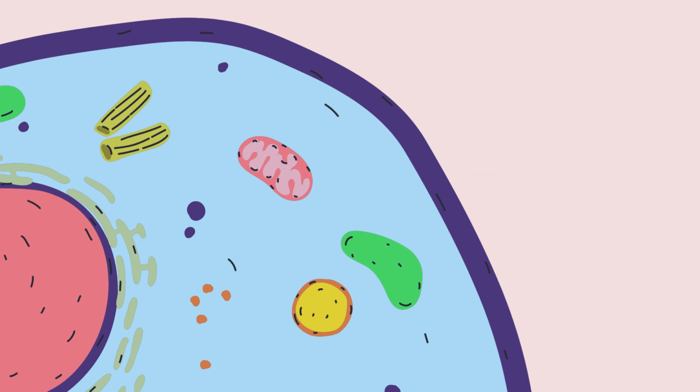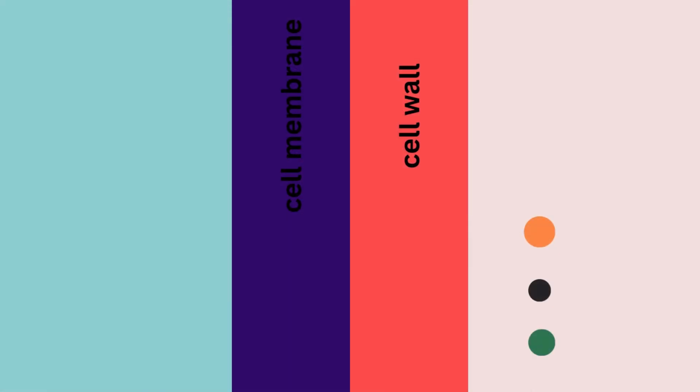A membrane is a thin layer of tissue that surrounds a cell or organelle. It can either be fully permeable, allowing any substance to pass through it, as in the case of the cell wall, or selectively permeable as in the case of the cell membrane.